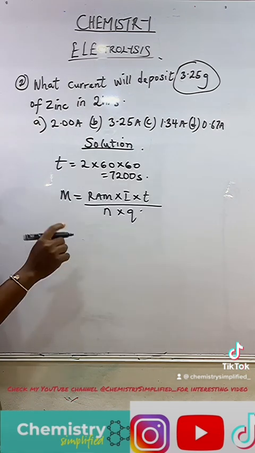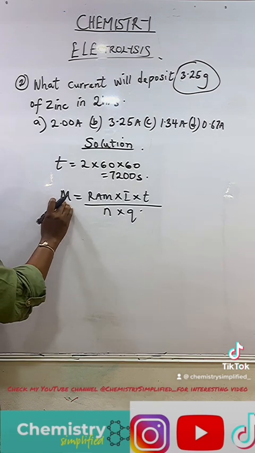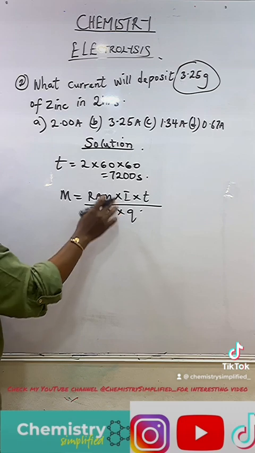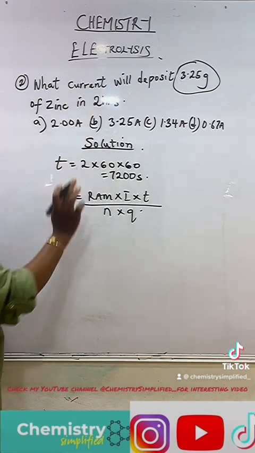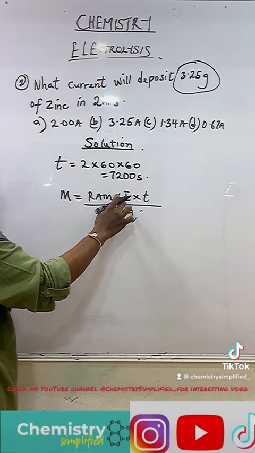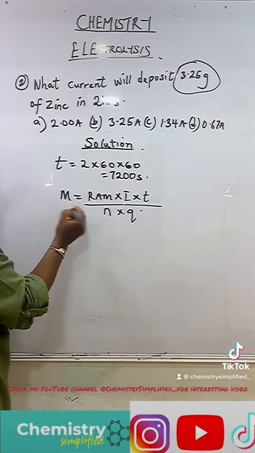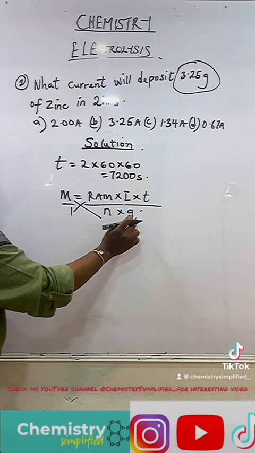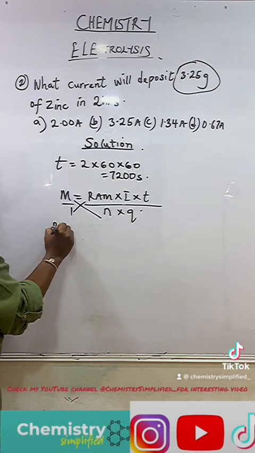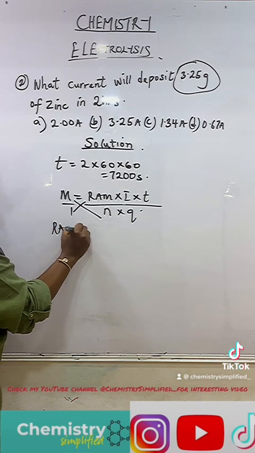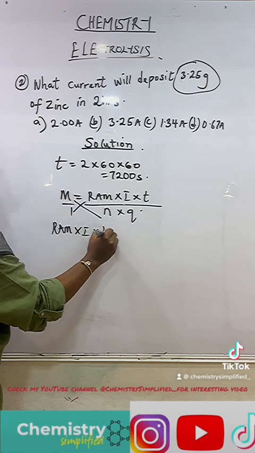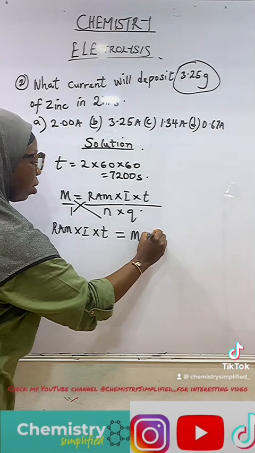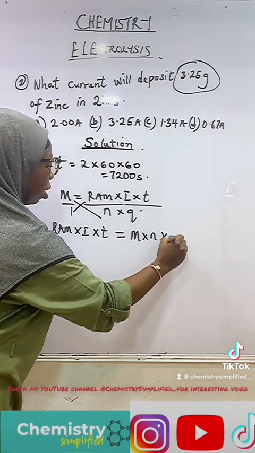Now, let's move on. Remember, I said this is going to be the best formula for it. Now, the next thing is we have to calculate current. So it means that we need to make this current the subject of the formula. How do we do that? You just cross multiply like this. So this will come like this, and that one will go like that. Eventually, what do we have? We have our relative atomic mass multiplied by I, multiplied by T, all equals my mass multiplied by my number of charges, multiplied by my Faraday constant.